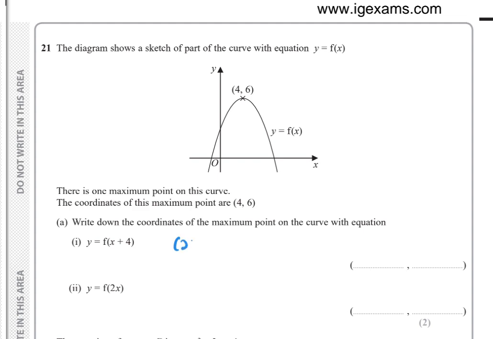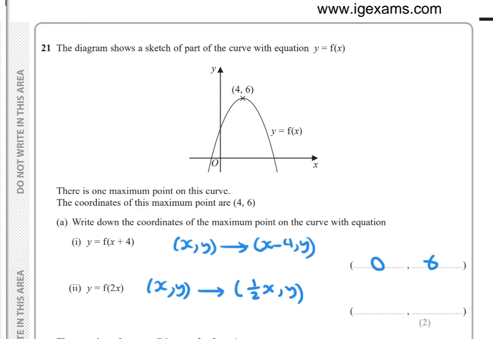So this means the point (x, y) will be (x minus 4, y). So if we apply this rule for the point (4, 6), 4 minus 4 will be 0. And no change for y, so still 6. So (0, 6). For part two, y equals f(2x). If you multiply x by a number, this is a horizontal stretch by scale factor 1 over 2. So the point (x, y), according to this transformation, will be (half x, y). So if we apply the rule for (4, 6), 4 times half is 2, and the same value for y.